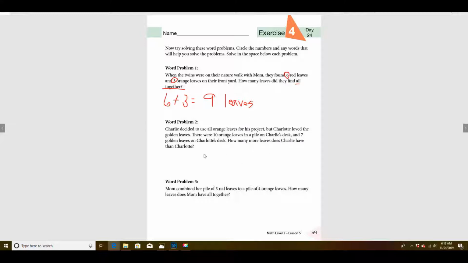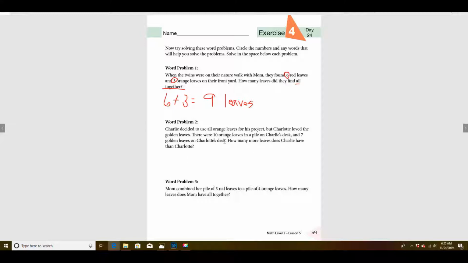Let's look at problem number 2. Charlie decided to use all orange leaves for his project, but Charlotte loved the golden leaves. There were 10 orange leaves in a pile on Charlie's desk and 7 golden leaves on Charlotte's desk. How many more leaves does Charlie have than Charlotte?